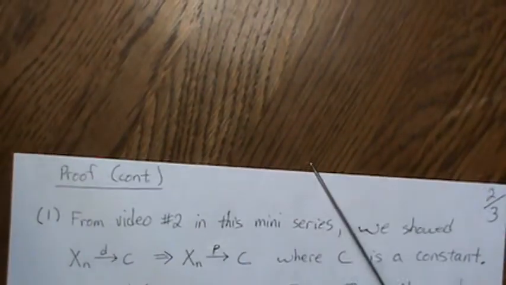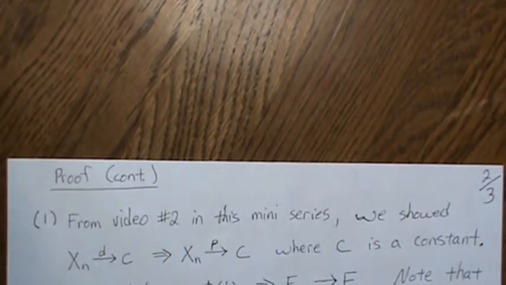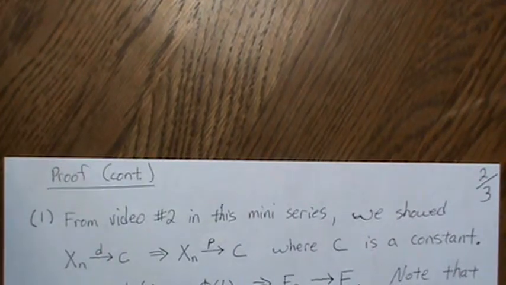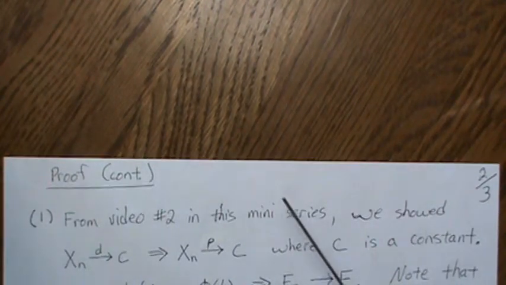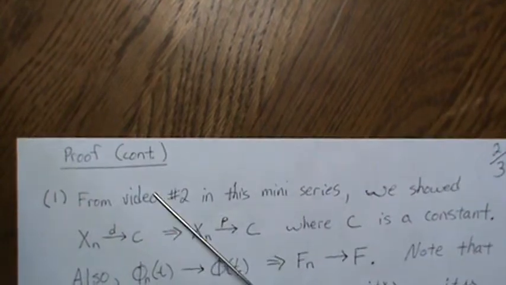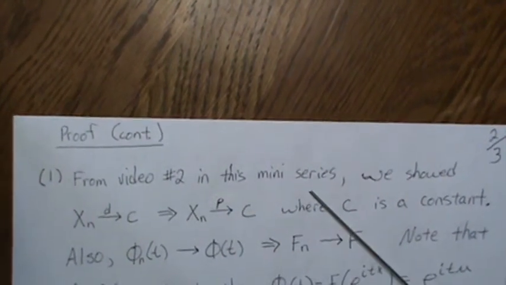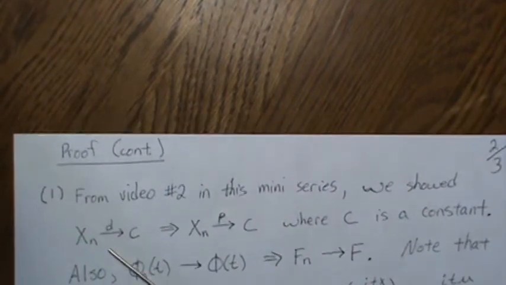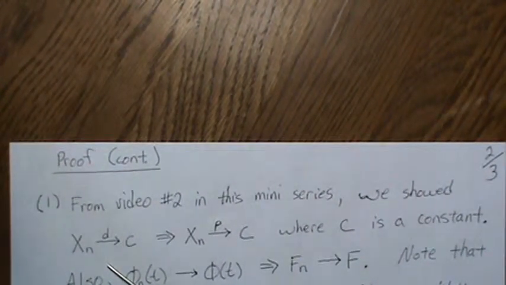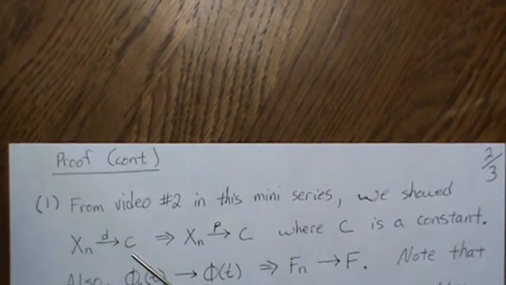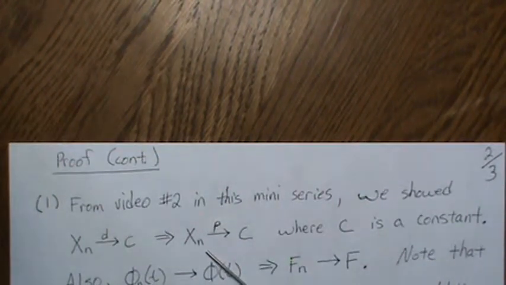So the first one, we're going to use characteristic functions. Here's a note though. In video 2 in this little mini series, we showed that convergence in distribution to a constant implies convergence in probability to that constant.